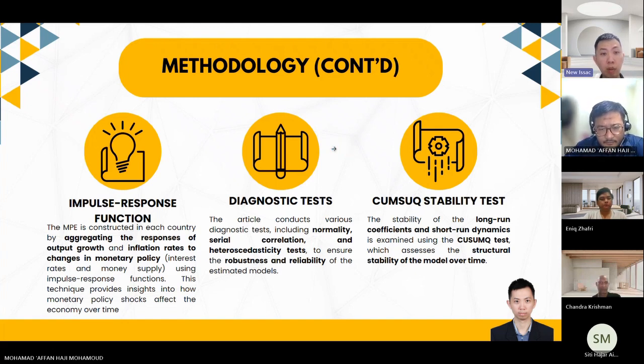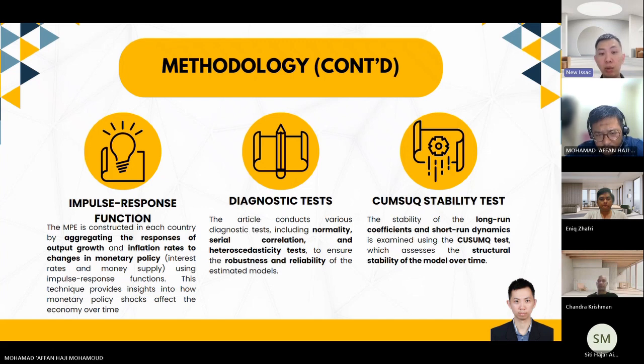So we continue our methodology segment. Next is the impulse response function. Monetary policy is constructed in each country by aggregating the responses of output growth and inflation rates to changes in monetary policy, such as the interest rate and money supply, using the impulse response function. This technique provides insight into how a monetary policy shock affects the economy overall from time to time.